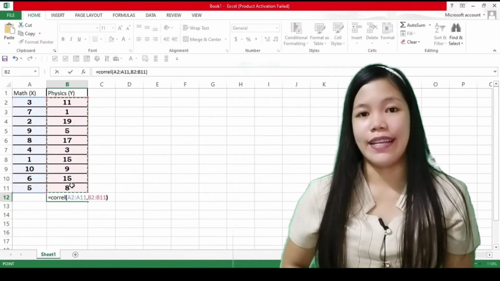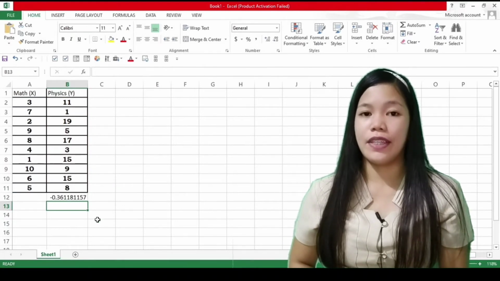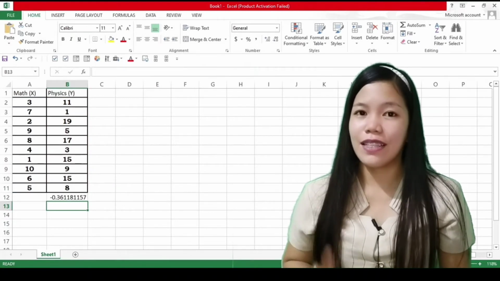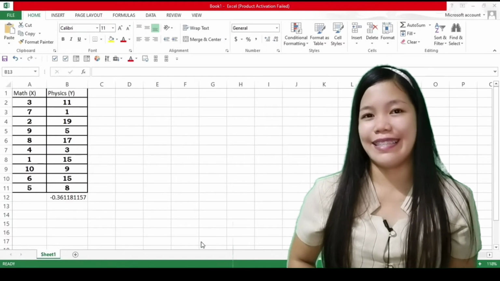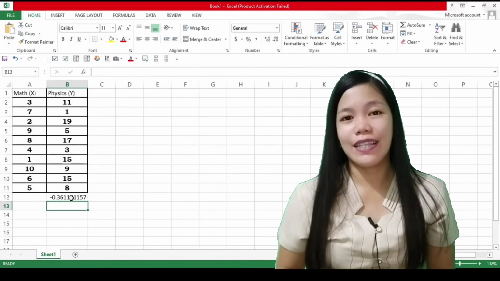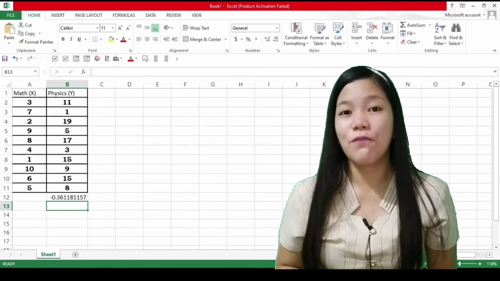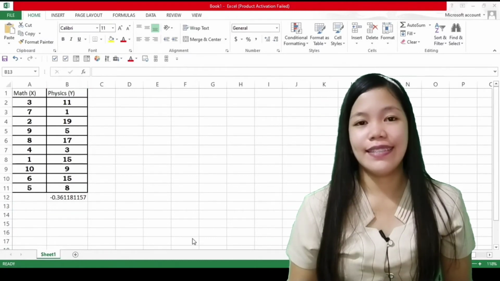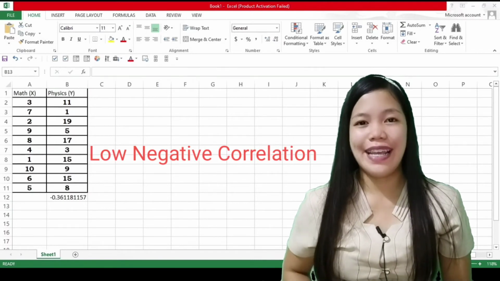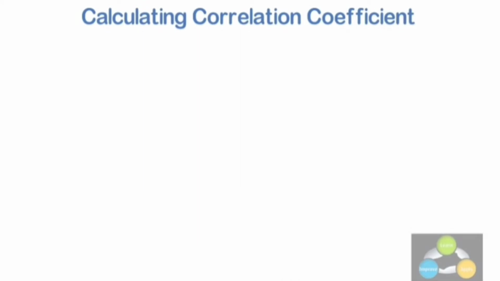Then enter. So you now have the value of the correlation, and that is negative 0.36. It's so easy, right? So we can now interpret negative 0.36 using the range of values of r. That is low negative correlation. Calculating the correlation coefficient using the formula and a manual computation.